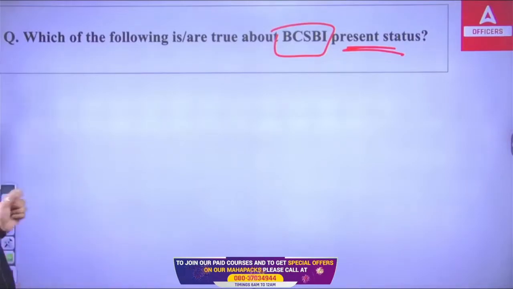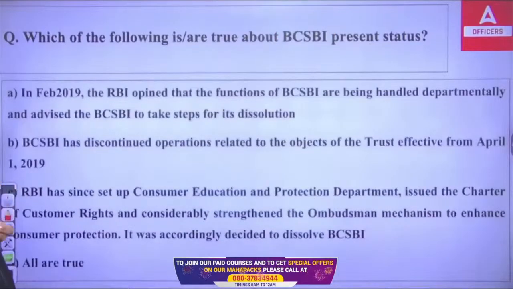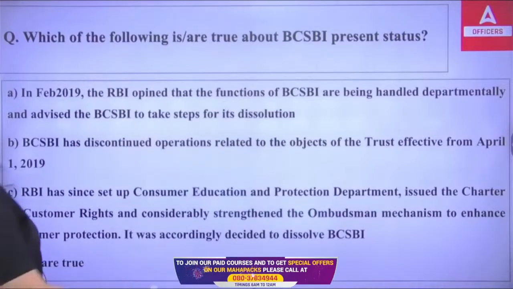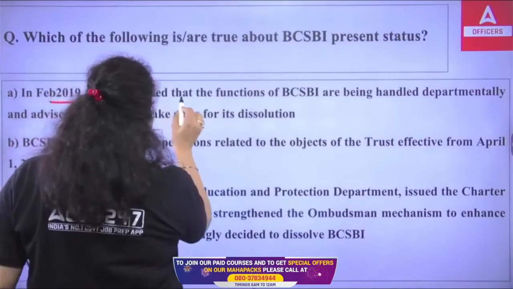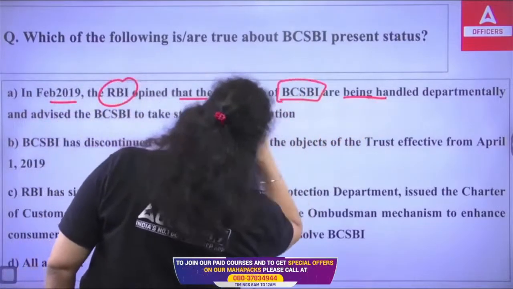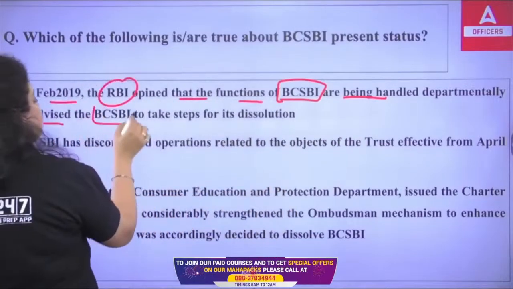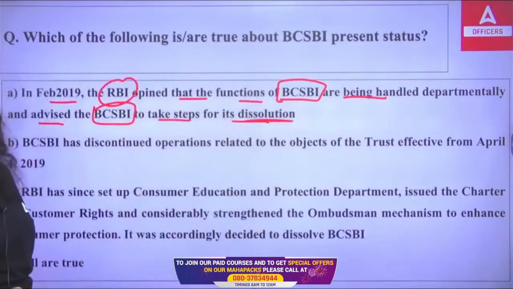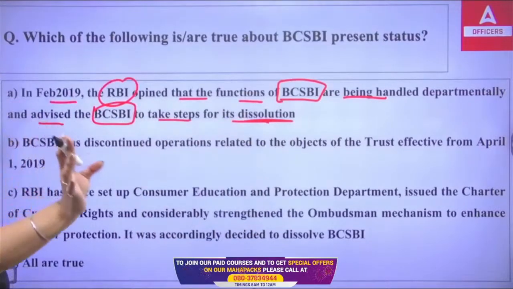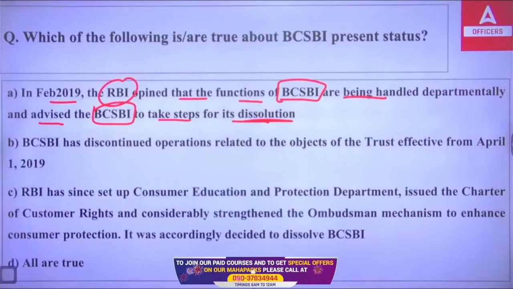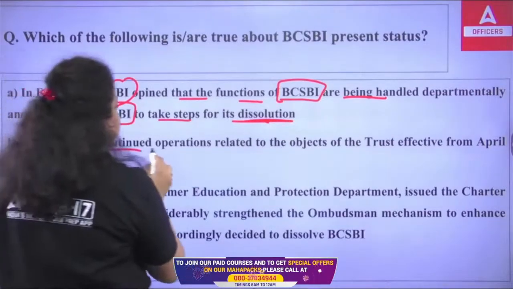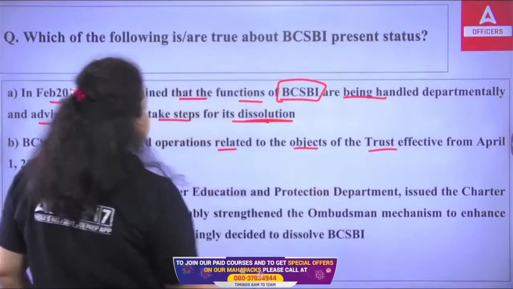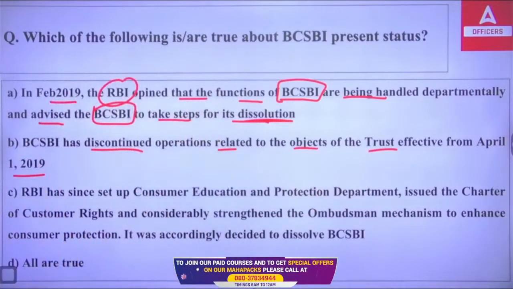Okay. So you can see here, these are the statements. Out of these, you have to tell which of the following is true. The first one is saying that in February 2019, RBI opined that the functions of BCSBI are being handled departmentally and advised the BCSBI to take steps for dissolution, like it has to be removed from the country. The second we have here, BCSBI has discontinued operations related to the objects of the trust effective from 1st April 2009. Like BCSBI has discontinued its operation from when? From 1st of April 2009.